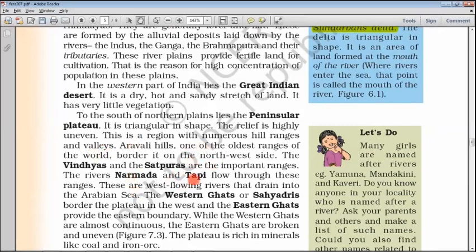And the Narmada and Tapi rivers flow in the Vindhya and Satpura ranges, and these are west flowing rivers. Western Ghats are on the western side of the plateau, and Eastern Ghats are on the eastern side. Western Ghats are somewhat continuous, but Eastern Ghats are broken and uneven. But the entire plateau region is rich in minerals like coal, iron ore, etc.